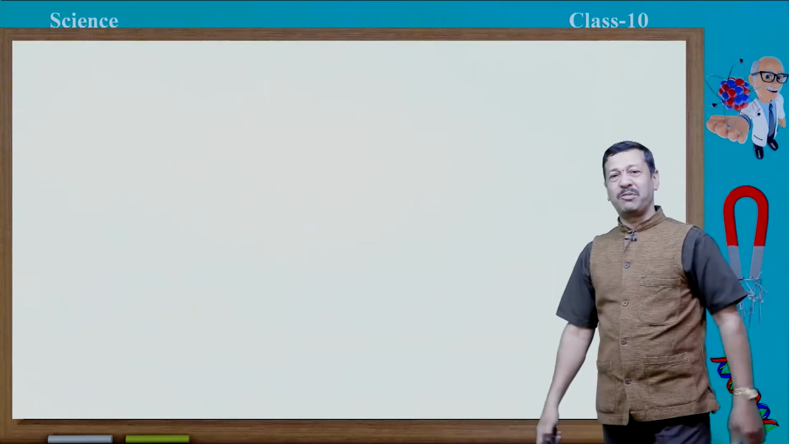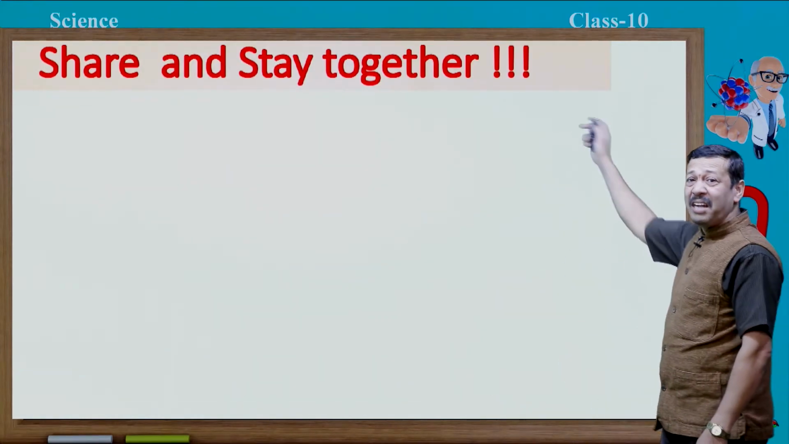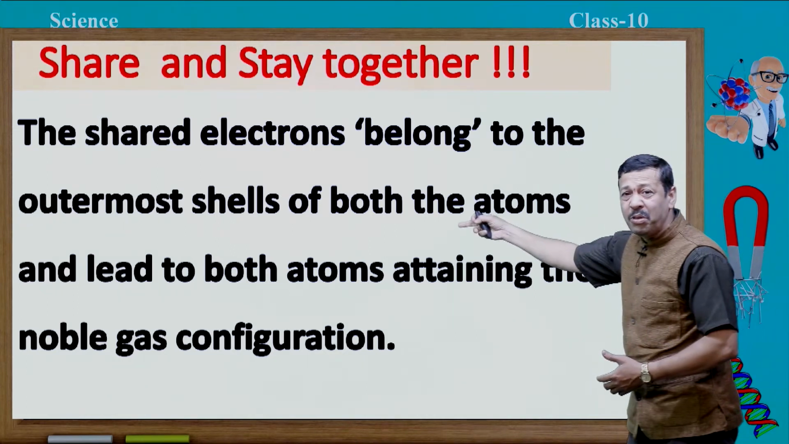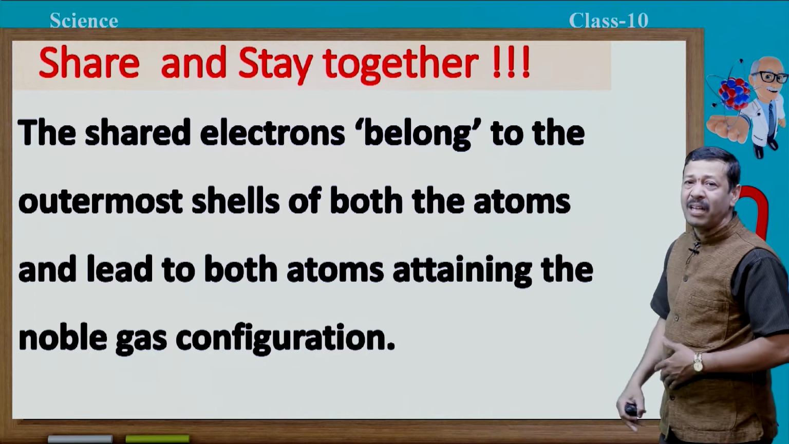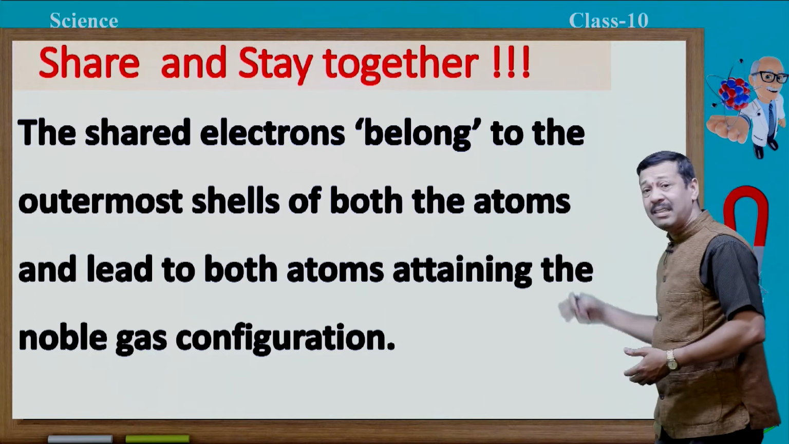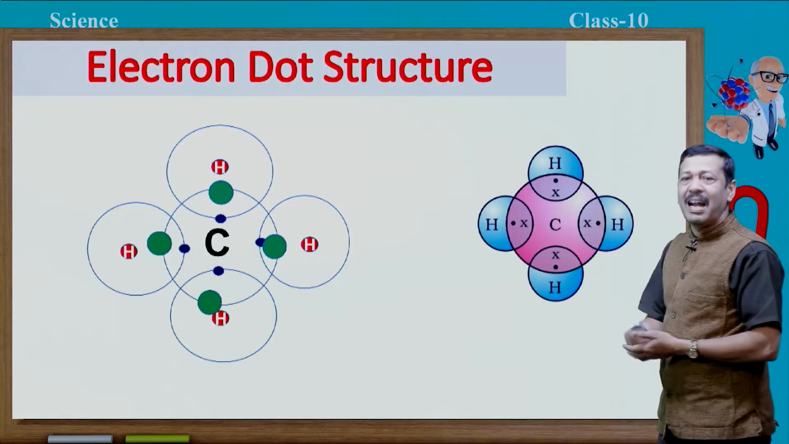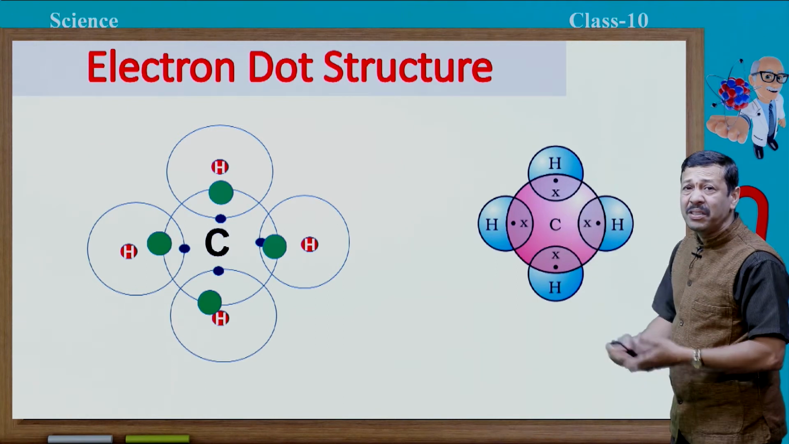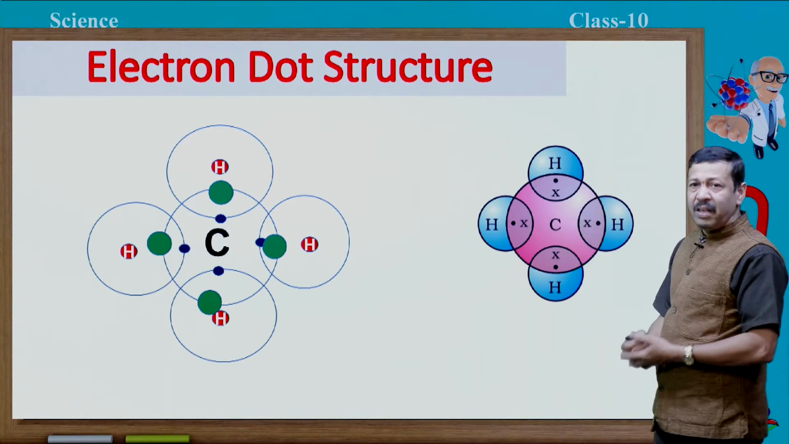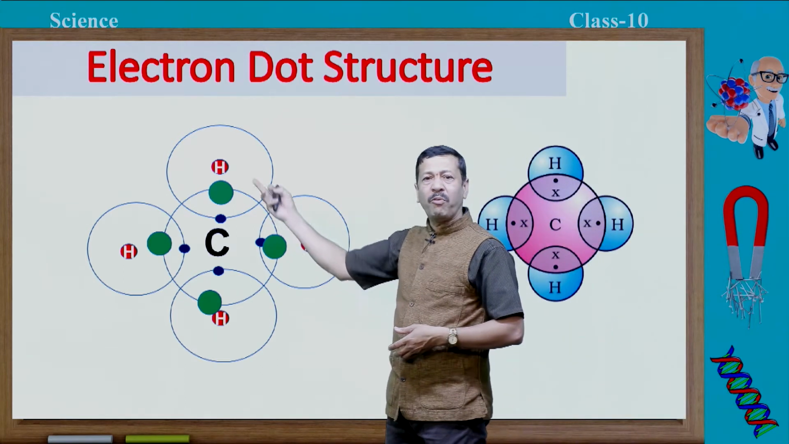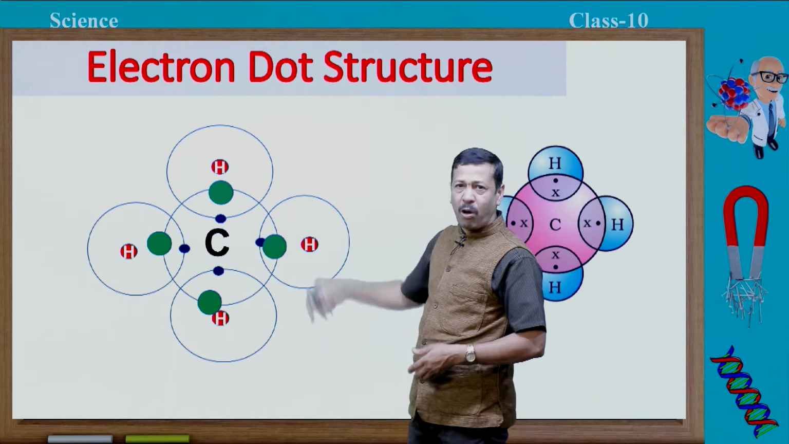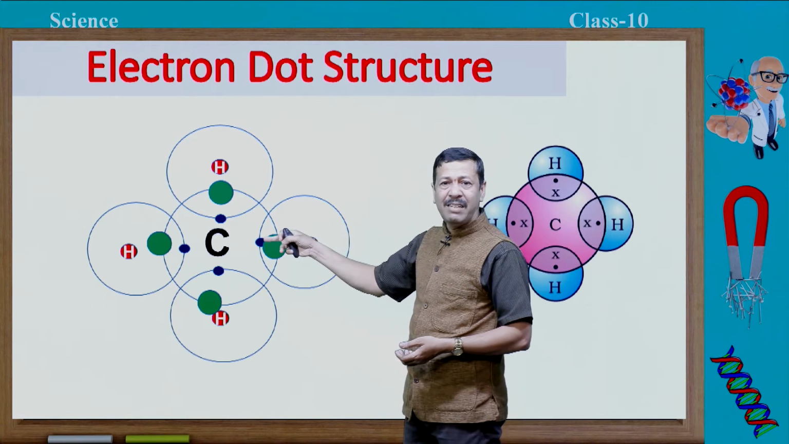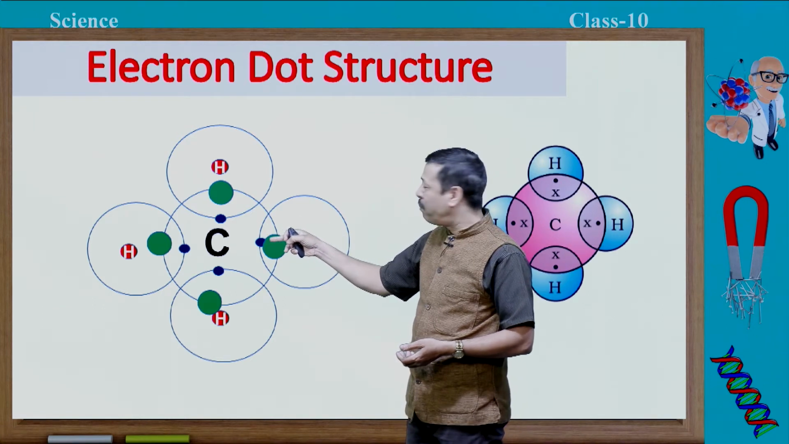Now let us move on to the next one. That is, share and stay together. That is the motto of carbon. The shared electrons belong to the outermost shells of both atoms and lead to both atoms attaining the noble gas configuration. Let us understand what the electron dot structure is. Here you are seeing a compound, methane, CH4. You are seeing here carbon has 4 valence electrons which are represented in the form of green dots. Similarly, hydrogen has only 1 electron which is represented in the form of a black spot.